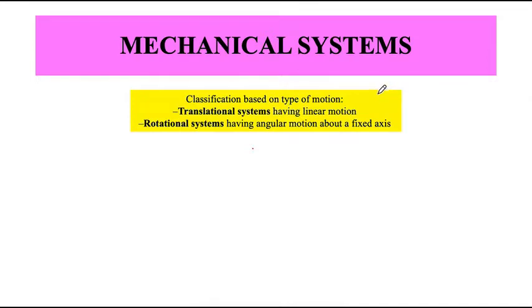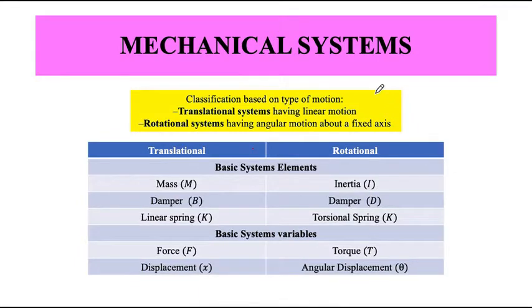Okay, so what are the basic things here? If I talk of translational motion, my basic system variable would be force, which causes a certain displacement. And in rotational or angular motion, I have a torque that produces some kind of angular displacement.